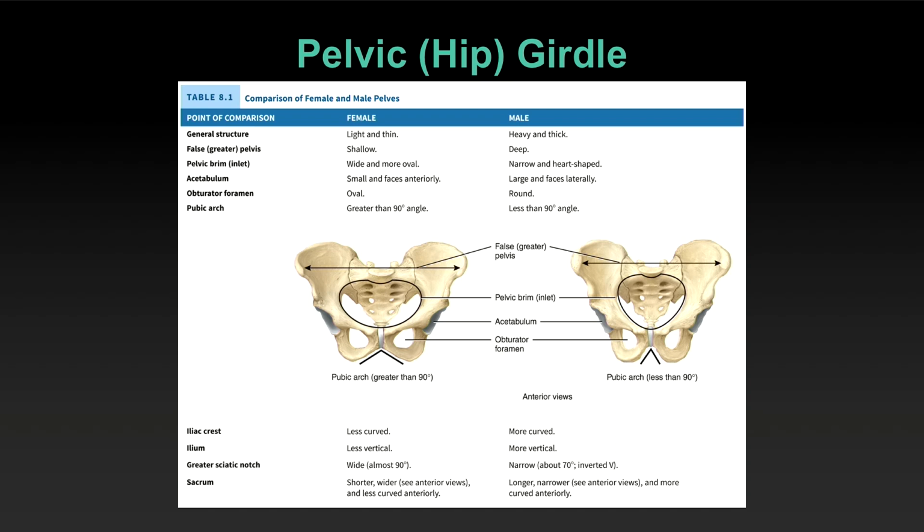There are innumerable descriptors: shallow versus deep, light versus heavy, less curved versus more curved. In the anterior frame of reference, I think there's a few that are more telling than others. One, the size of the pelvic brim or the pelvic inlet is obviously different. Larger, rounder in women, more heart-shaped and angled or pointed in men.